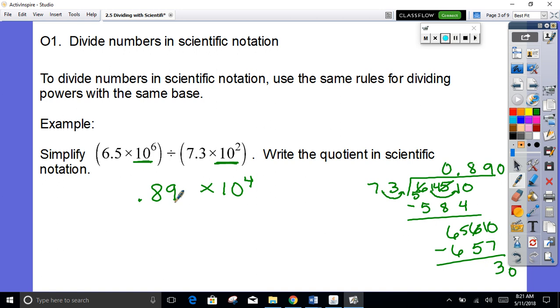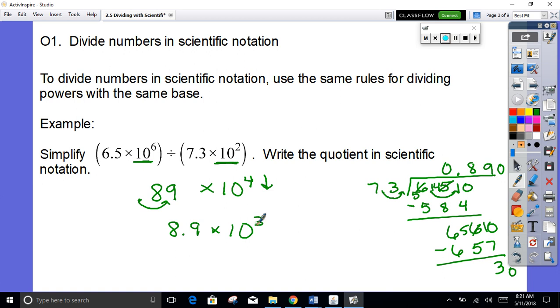Now that answer is not in standard scientific notation. What do we need to do to bring it there? Irene? You need to move the decimal between the 8 and the 9 and take the 10 to the 4th and make it 10 to the 5th. Careful. If I'm moving this to the right, I'm making this number bigger, so I need to make this number smaller. So I move this down. So we have 8.9 times 10 to the 3rd.